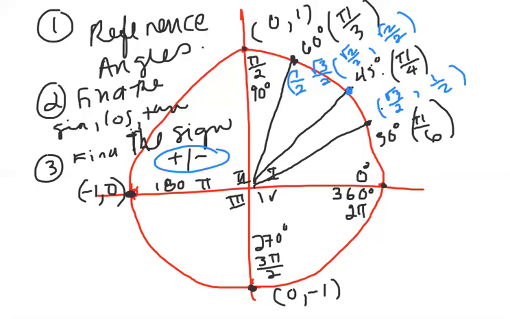Now, we'll go ahead and continue discussing this in class, but I want to do a couple of examples with you guys before I close out this video. So here's the question, guys. Use a reference angle to find the exact value of the sine, cosine, and tangent of 225.